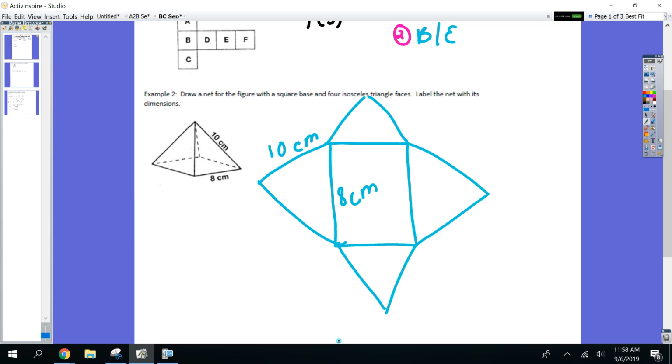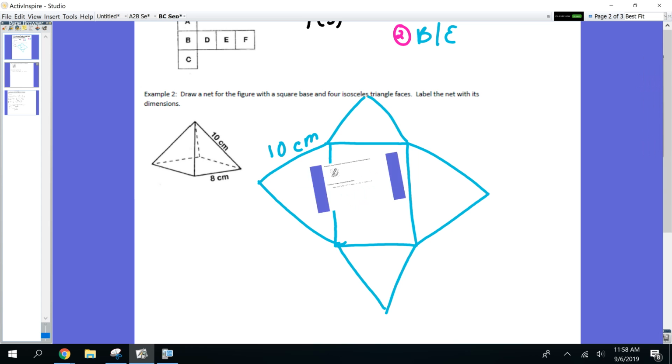Now, I'm sure 99% of you did it that way, that net. Are there other ways I could have drawn that net? Could I have made one of the triangles my base? Yeah, absolutely. I could have made one of the triangles my base and then put the square or rectangle off of it. Okay? So there's multiple ways. I do not want you to think there's one and only one way to draw every net, because there's not. I just told you there's 11 different ways for the cube. All right? All good?